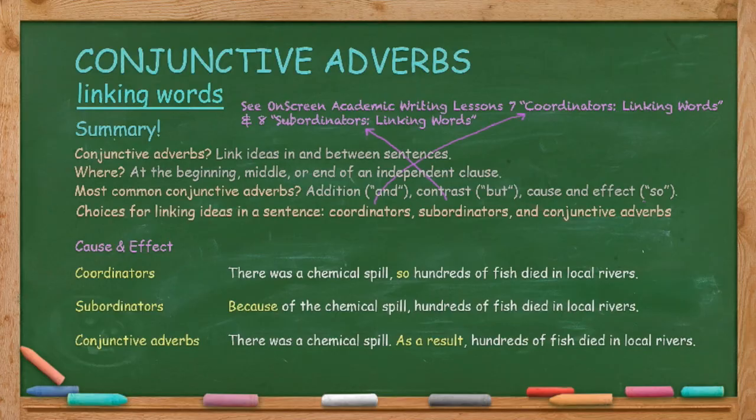Here are 3 examples for cause and effect. Coordinators. There was a chemical spill, so hundreds of fish died in local rivers. This form is better for conversation. Using subordinators. Because of the chemical spill, hundreds of fish died in local rivers. And with conjunctive adverbs. There was a chemical spill. As a result, hundreds of fish died in local rivers. These 2 forms are better for academic writing.